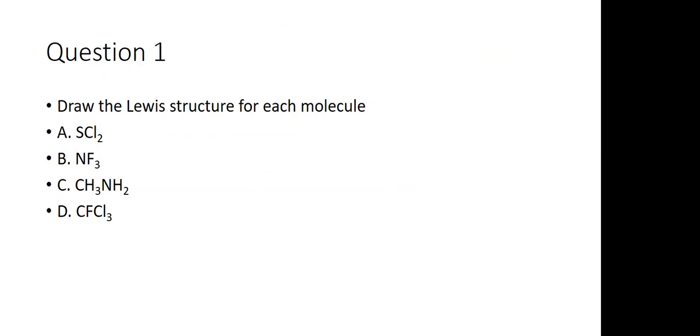So let's see if we can apply all those rules to making Lewis structures. I'm going to do A for us. I need a Lewis structure for SCl2. I'm just going to write out my Lewis symbols to begin with, and hopefully we're comfortable with this now. S has 6 valence electrons. Each chlorine has 7.